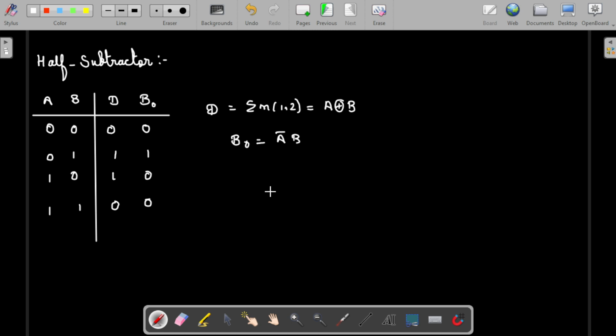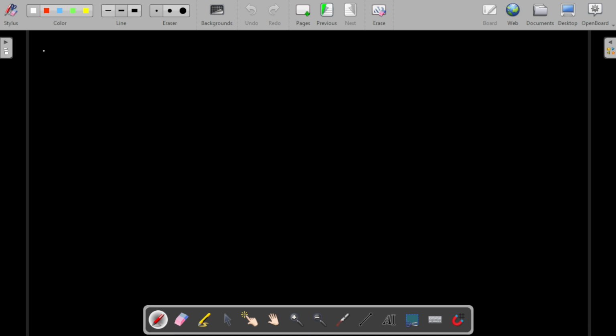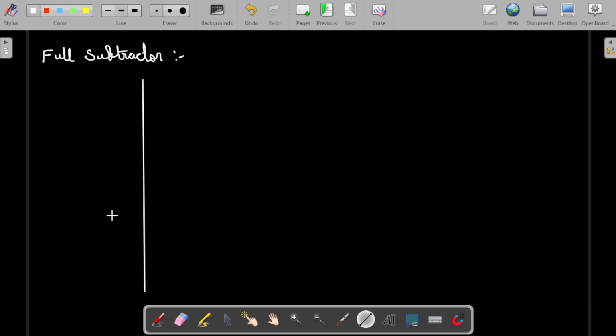So let us go to the full subtractor. That will be quite confusing, so please watch carefully. So this is the full subtractor. Let me draw the truth table. You guys can also try it, so please pause the video and try to answer it. If you are able to achieve it, please post in the comment section that you were able to get it. That will be nice.